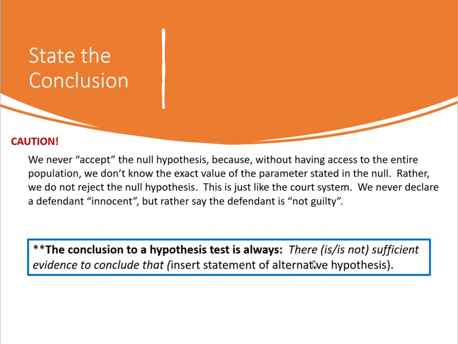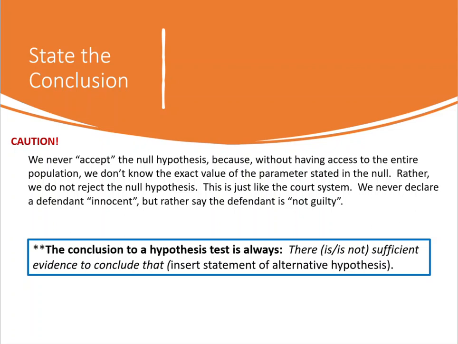Here is a little sentence to help you with that conclusion. Your conclusion is going to start by saying either there is or is not, pick one, sufficient evidence to conclude that, and then you just insert the statement that you already wrote for the alternative. So there either is or is not sufficient evidence to conclude something about the alternative.